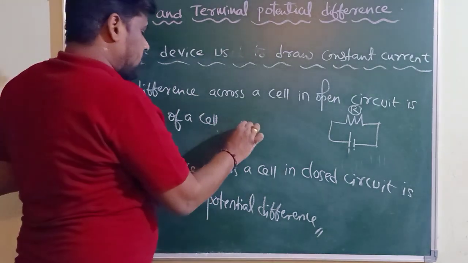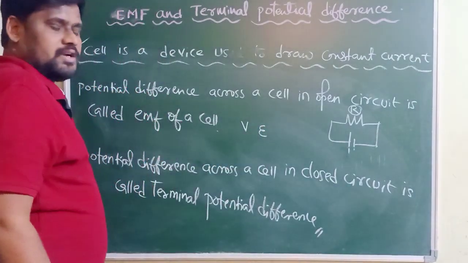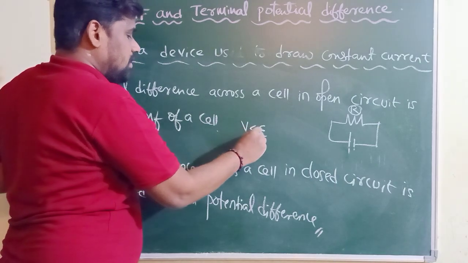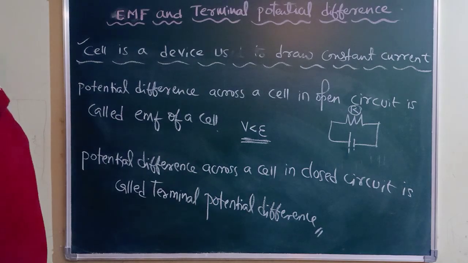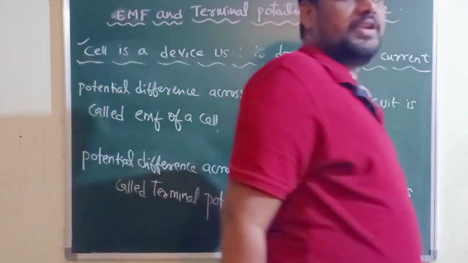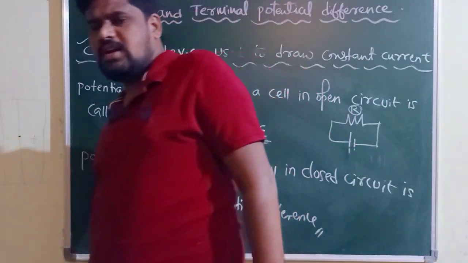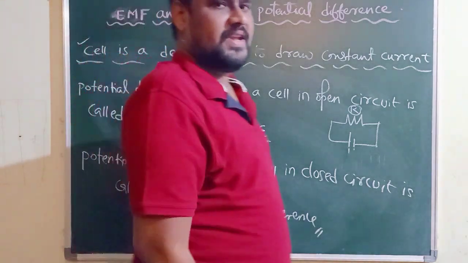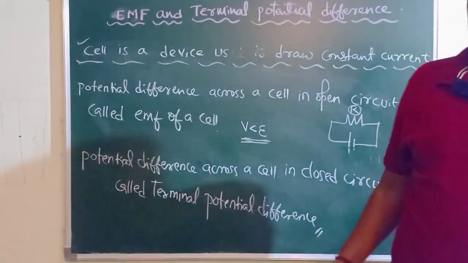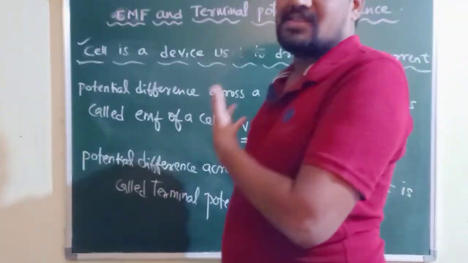Generally, the terminal potential difference is called V. EMF is called E. Terminal potential difference will be less than EMF. In any electric circuit, the terminal potential difference will be less than EMF, or EMF will generally be greater as compared to the terminal potential difference. In the next session, I will explain more about terminal potential difference by taking an example of a simple circuit.